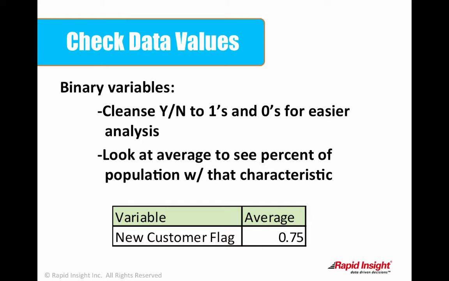So the variable we have here is a new customer flag, and we can see that 75% of our population has that flag. If we're working with a data set that we think should mostly be new customers, it looks like everything is checking out. But if we were thinking that this data set was customers who had a little bit of tenure, that would tell us maybe we should go back to the data set and double check things.